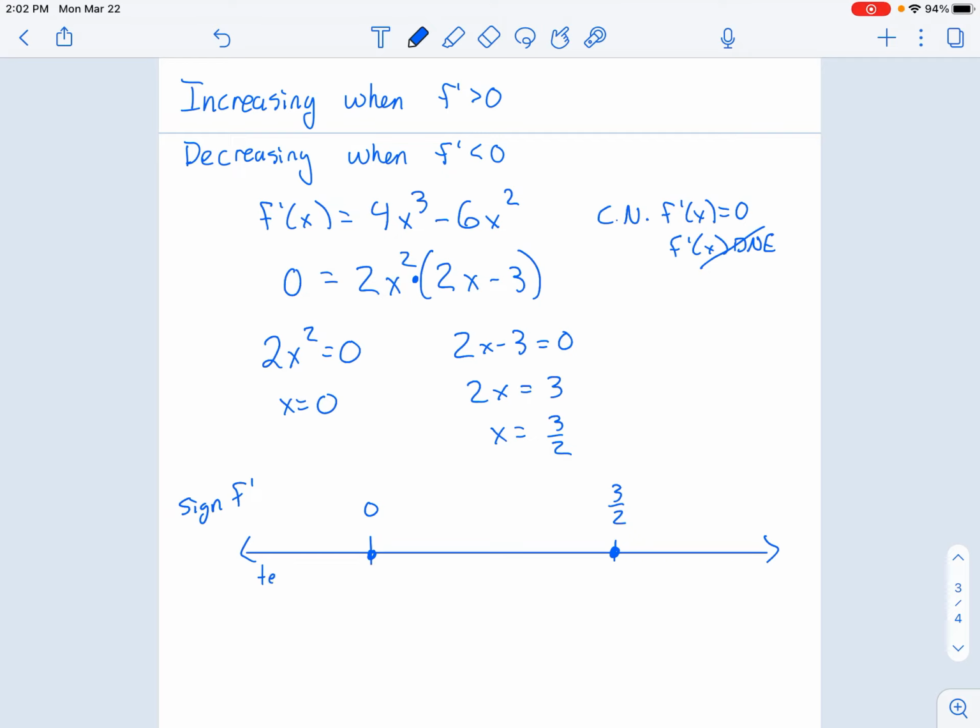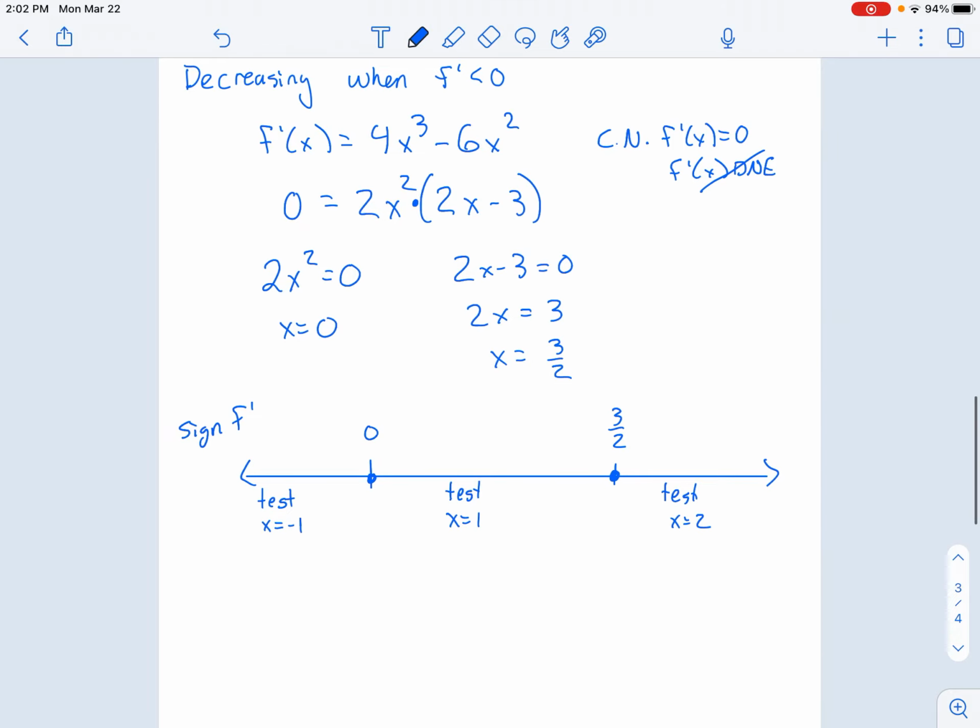So I could test, for example, x equals -1, test x equals 1, and let's test x equals 2. Any value to the right here would have worked, any value between, but I try to pick pretty straightforward ones that are easy to calculate. So I'm plugging these not into f, but into f prime, because that tells me something about what the function itself is doing. So f prime of -1.